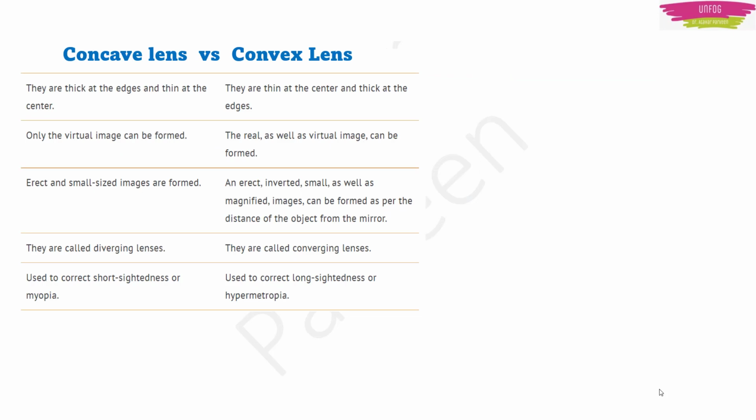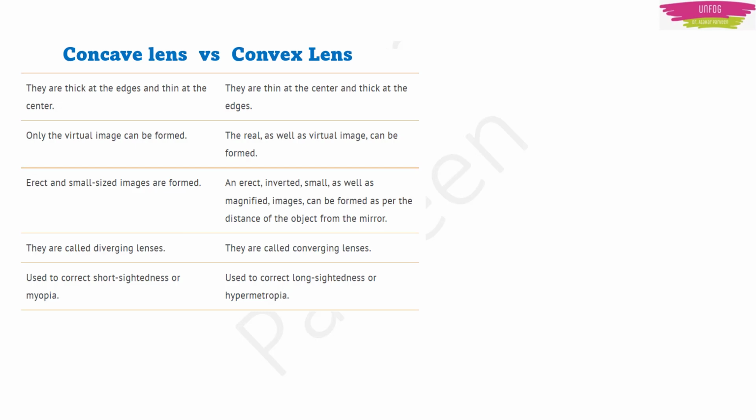Now let us see the difference between concave lens and convex lens. The concave lens will be thick at the edges and thin in the center. Convex will be the opposite. In concave lens, you will have only virtual images. But in convex lens, you will have real as well as virtual images. They both can be formed here.